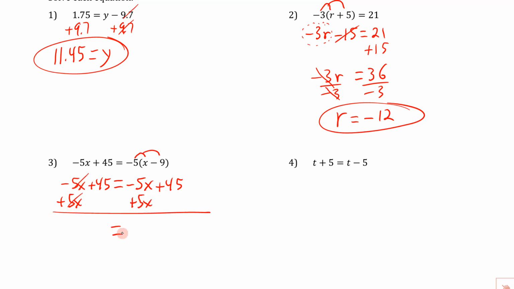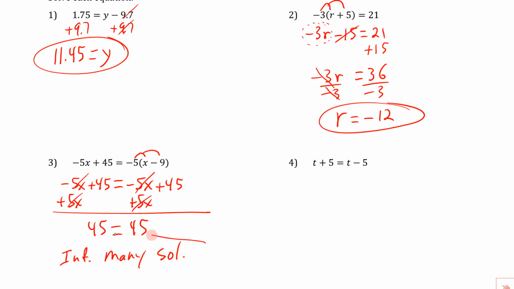This makes a 0, which leaves a 45 on this side. That makes a 0, which leaves a 45 on this side. So we get 45 equals 45, which again should ring a bell. This is a true equation. There's nothing we can do to mess this up. So any number we plug into the original one, and again notice negative 5x plus 45 on this side, negative 5x plus 45, those two sides are going to be the same no matter what. So what we get here is infinitely many solutions.